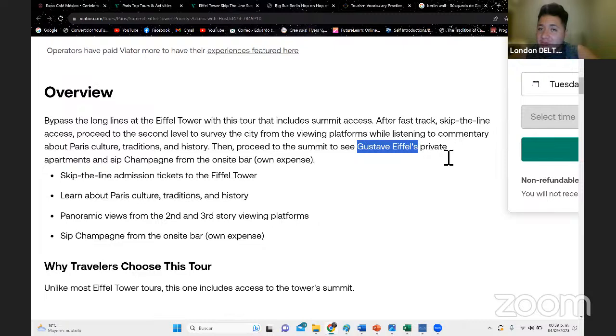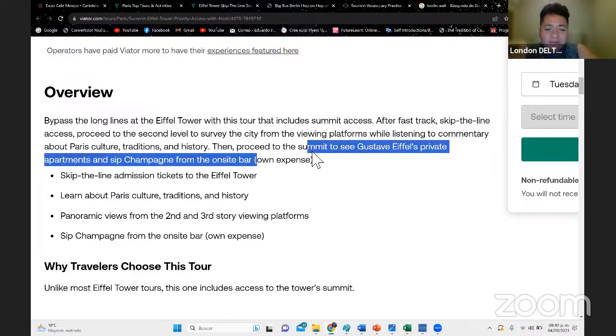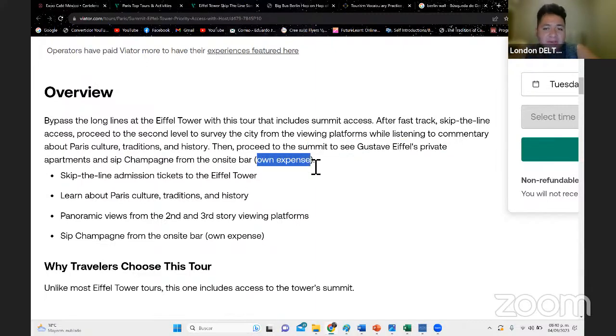I imagine that is obviously after the Eiffel Tower. You go to an apartment with a view of the Eiffel Tower, right? Y te dan, y aquí no dice una copa ni una botella, dice sip. So it's very little, te dan muy poquito, right? Y aparte es con tu own expense. ¿Qué quiere decir? Own expense.